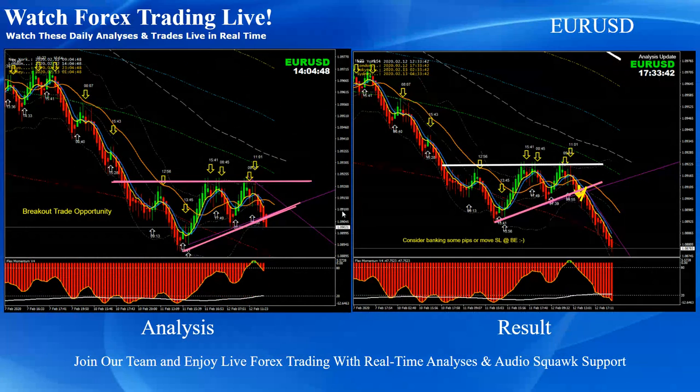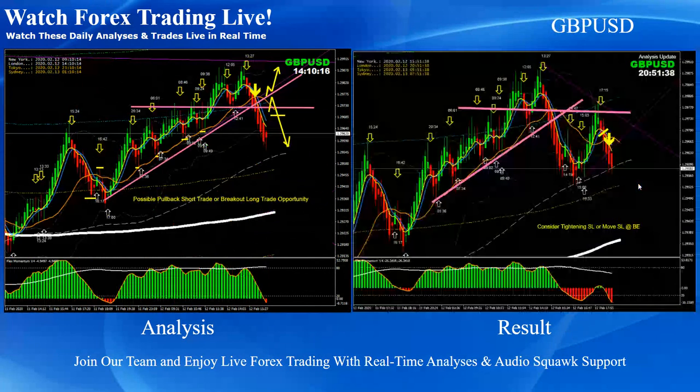Euro USD, as mentioned previously, this analysis was at the New York session. As you can see, we always keep an eye, and based on the morning session, bank some profit, and based on another New York session trade, we took a short trade and banked some profit as soon as the price basically hit the final target. Beautiful short trade on Euro USD.